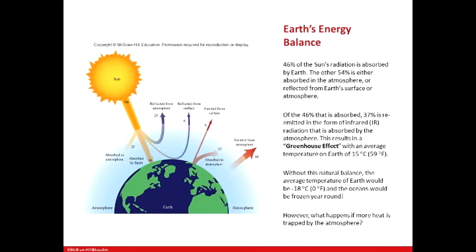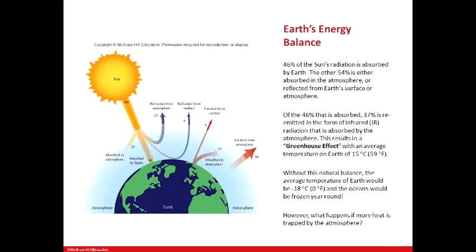No, do not memorize all these numbers. If you're aware of the numbers in this first part here, okay, we're okay. I don't expect you to memorize all these numbers, but I do expect you to know that less than 100% of the sunlight stays in the Earth. It goes back, and these are the numbers for it. Without the natural balance, the average temperature on Earth would be minus 18 C or 0 F, and the oceans would be frozen year-round. Okay.